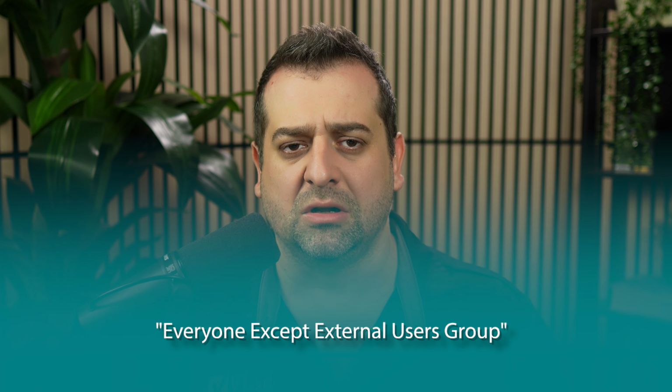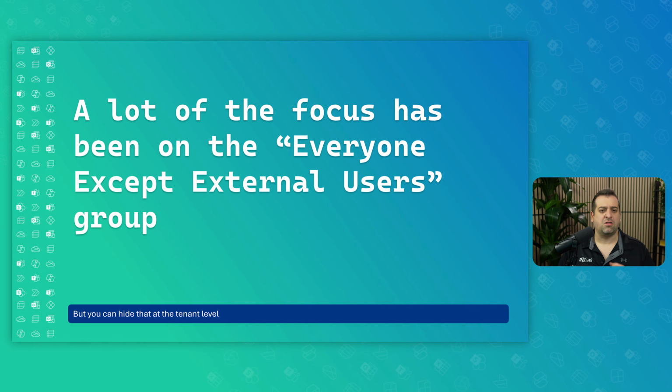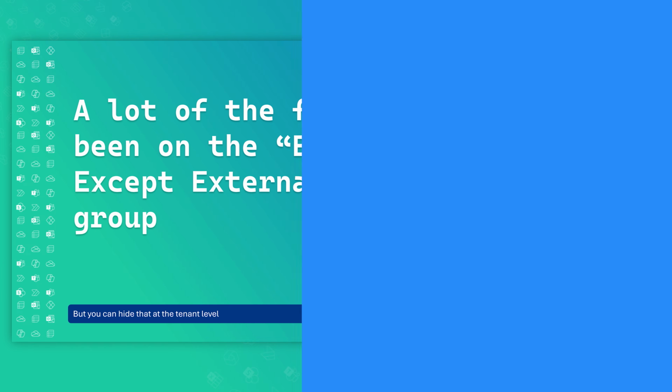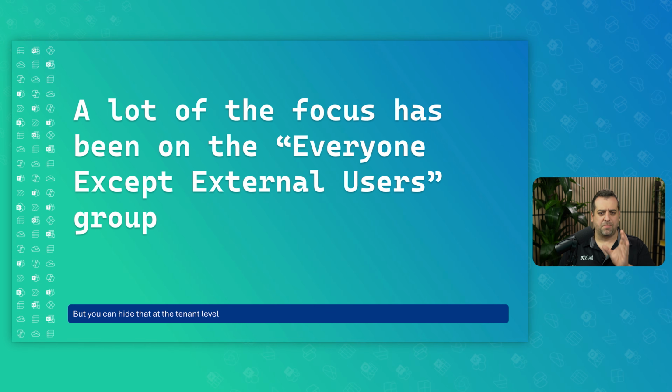If we're honest, most of the oversharing conversation in the last couple of years has been around the everyone except external users group. And yes, that's been the loudest noise because too many people added that group to the site permissions or the document permissions, which caused a lot of internal oversharing. But it's now been a couple of years that as admins, we've been able to actually hide it from the people picker, and most companies have done so. But there's other ways in which internal oversharing piles up.